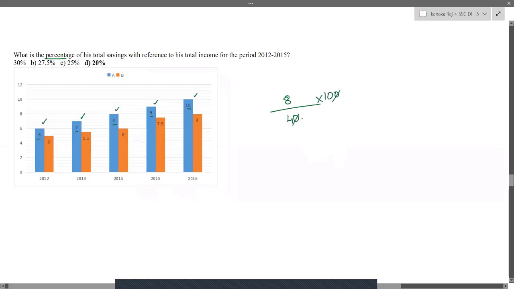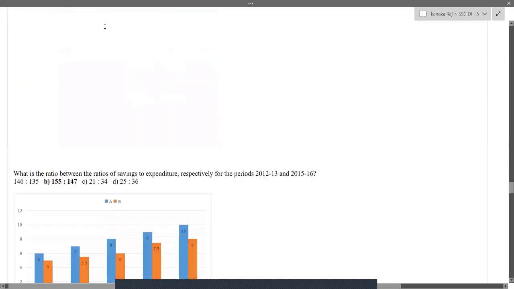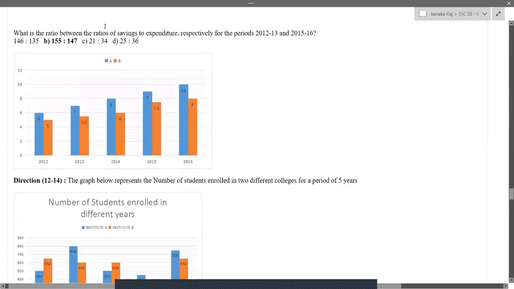So what do I get? 4 ones, 4 twos. That is nothing but 20%. And do I have that in our options? Yes. Option D, 20% will be my final answer. So now let's move on to the next question. What are they asking? They're asking us to find the ratio between the ratios of savings to expenditure respectively for period 2012, 2013 and 2015 and 2016. For this, what do we need to do?